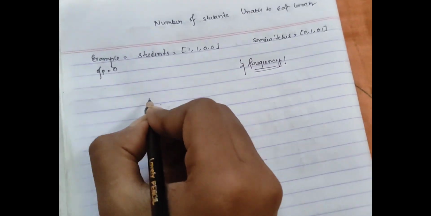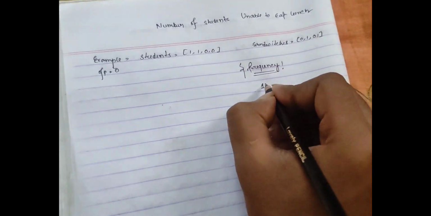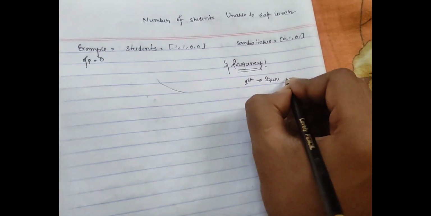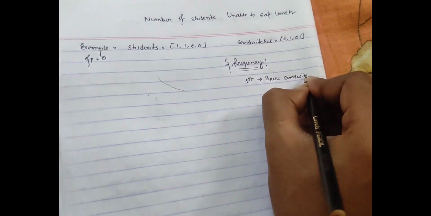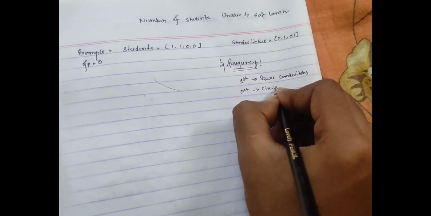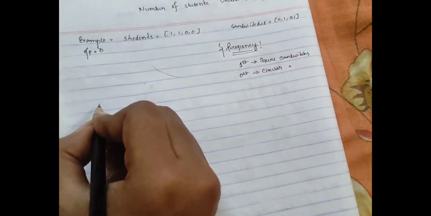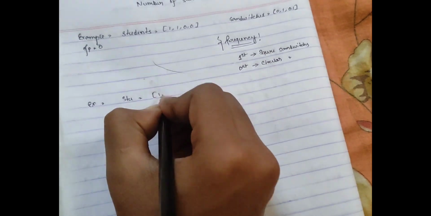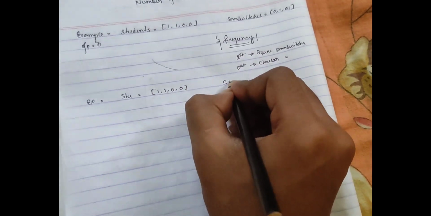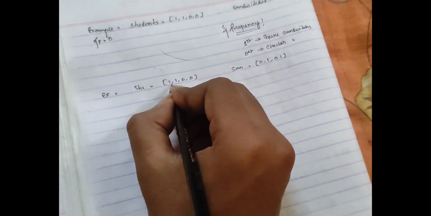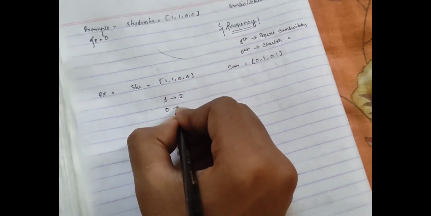Just saying, the ones are the square sandwiches, and the zeros are the circular sandwiches. So using example 1, the students are 1 1 0 0, the sandwiches are 0 0 1 1. So we need the frequency of 1. One's frequency is how many? 2, and the zeros frequency is 2.